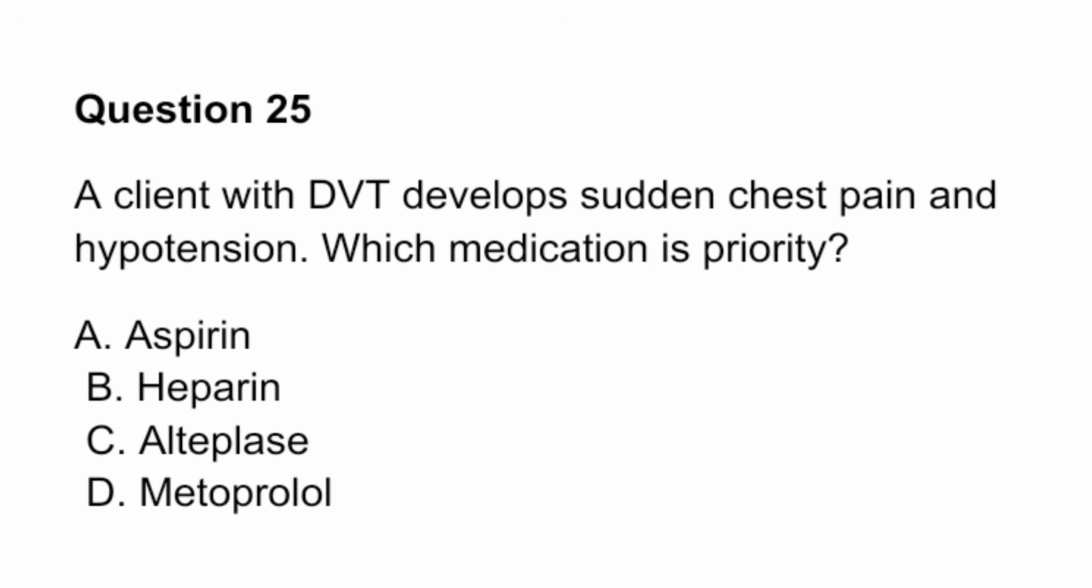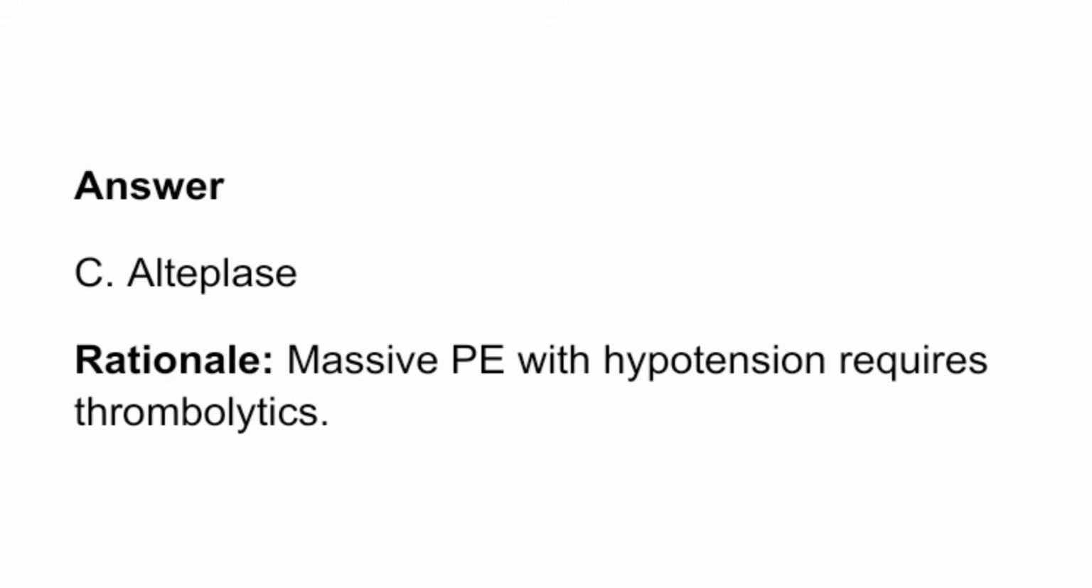Question 25. A client with DVT develops sudden chest pain and hypotension. Which medication is priority? A. Aspirin. B. Heparin. C. Alteplase. D. Metoprolol. Answer: C. Alteplase. Rationale: massive PE with hypotension requires thrombolytics.